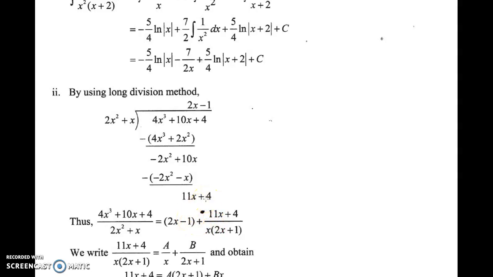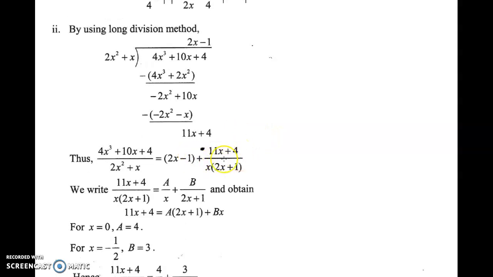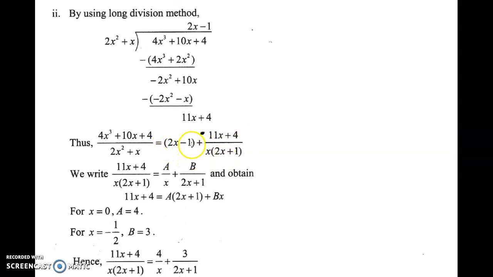Meaning that now we have two functions out of long division. So instead of just one function, it has become two functions. However, for 2x minus 1, it will be easy for us to integrate. We will get x squared minus x, as we'll see later.